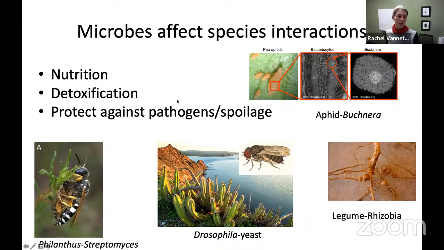Microbial communities are also well known to protect their hosts against pathogens or spoilage, really well characterized in this cool beewolf system, where bacteria contained in the antennae of beewolves and spread to their progeny help reduce pathogen growth and also maintain the quality of stored food for this organism. And we also are continuing to recognize the role of microbes in producing signaling molecules and playing an active role in communication among organisms.